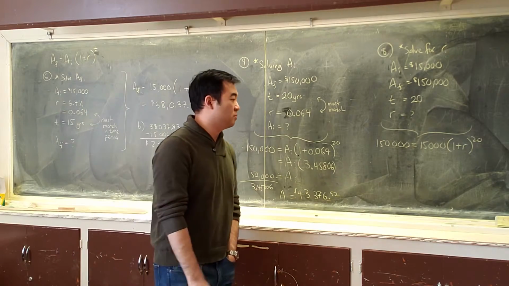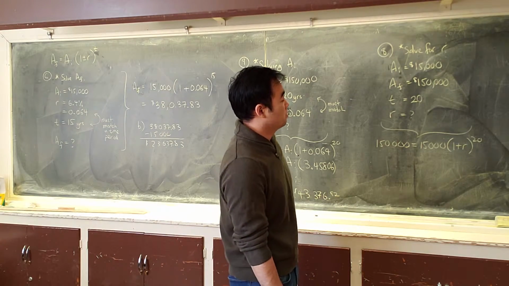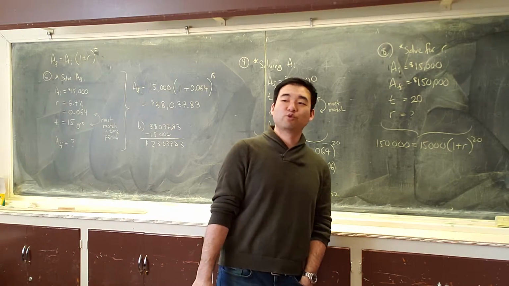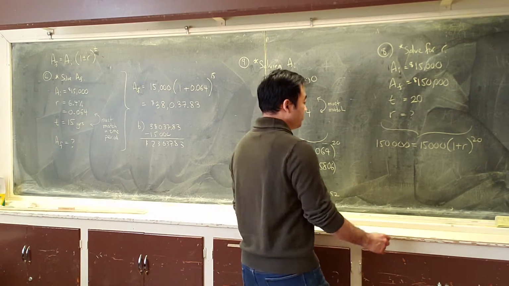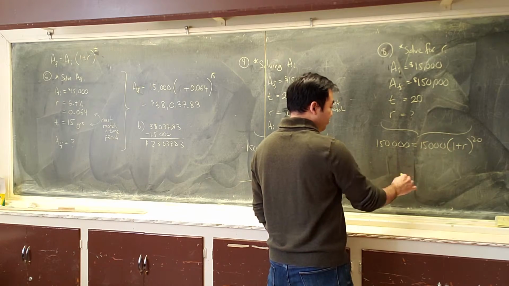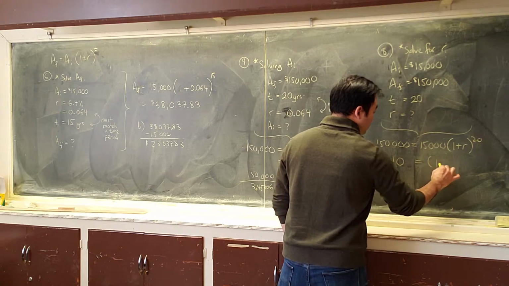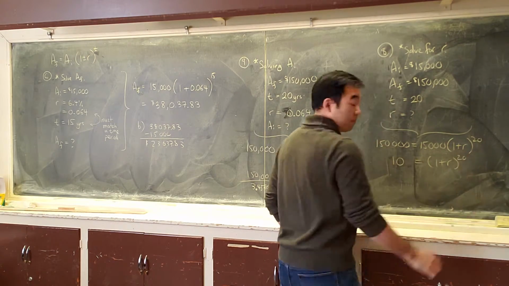How do I get that all alone? You have to divide both by 15,000. Perfect. I'm going to divide both by 15,000. I get 10 is equal to that.